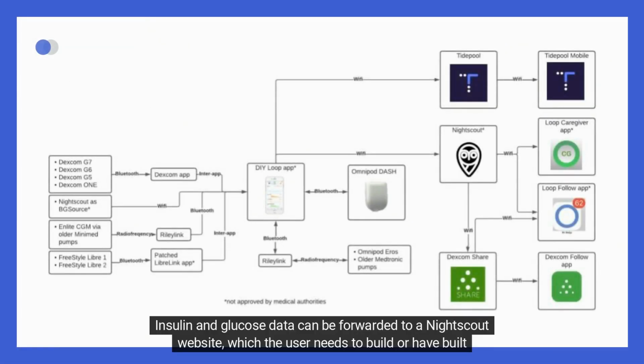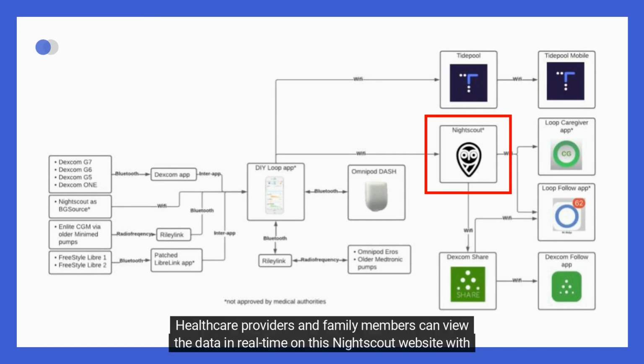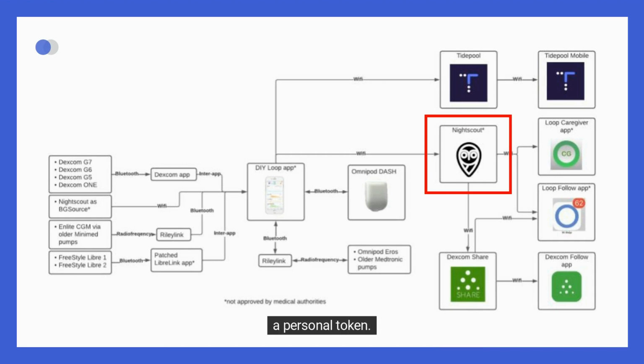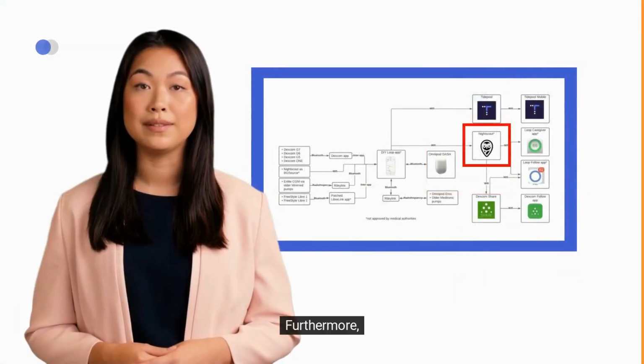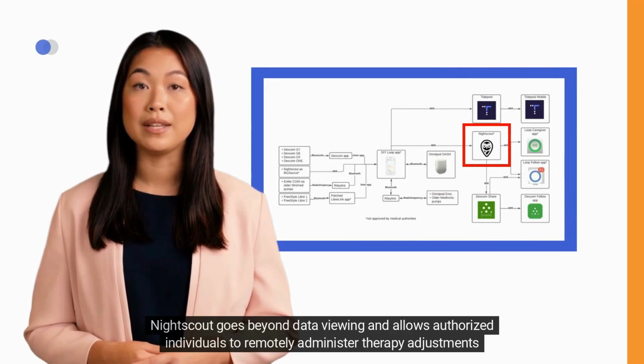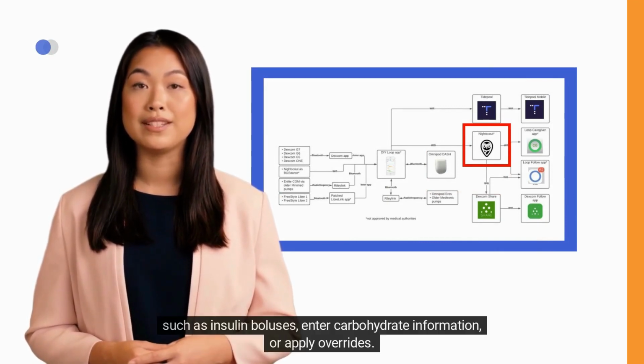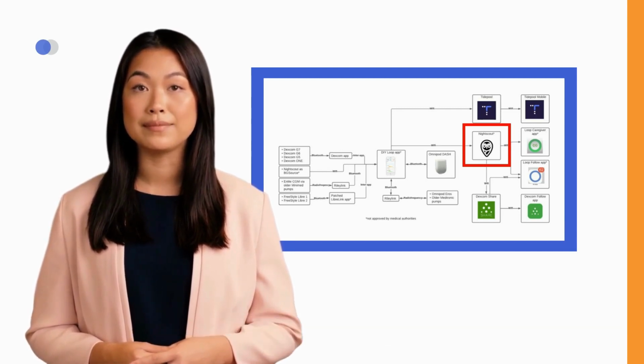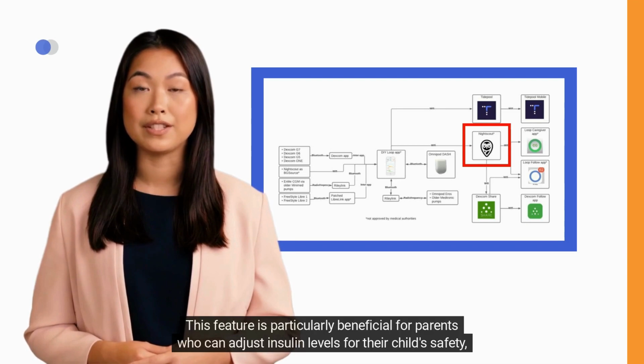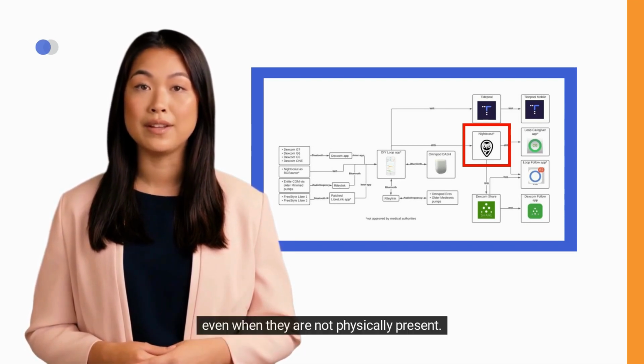Insulin and glucose data can be forwarded to a Nightscout website, which the user needs to build or have built themselves. Healthcare providers and family members can view the data in real time on this Nightscout website with a personal token. Furthermore, Nightscout goes beyond data viewing and allows authorized individuals to remotely administer therapy adjustments, such as insulin boluses, enter carbohydrate information, or apply overrides. This feature is particularly beneficial for parents who can adjust insulin levels for their child's safety, even when they are not physically present.